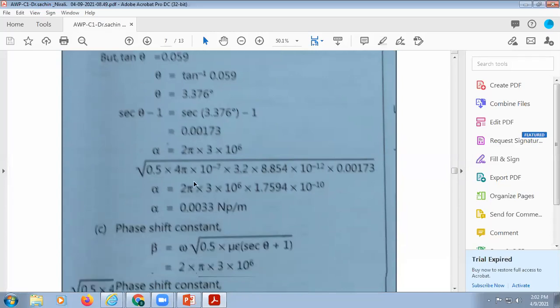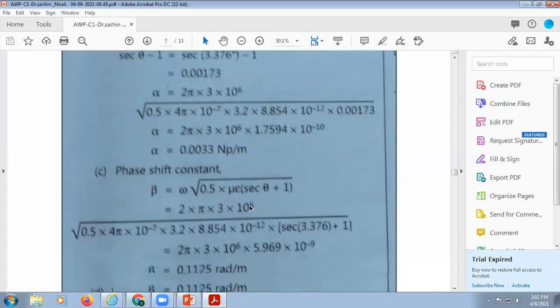All these values are under the root. Remember to calculate one by one at the beginning, then substitute each value. Alpha is equal to omega root of so and so, substituting omega as 2 pi f, and you will get alpha as 0.0033 Neper per meter.